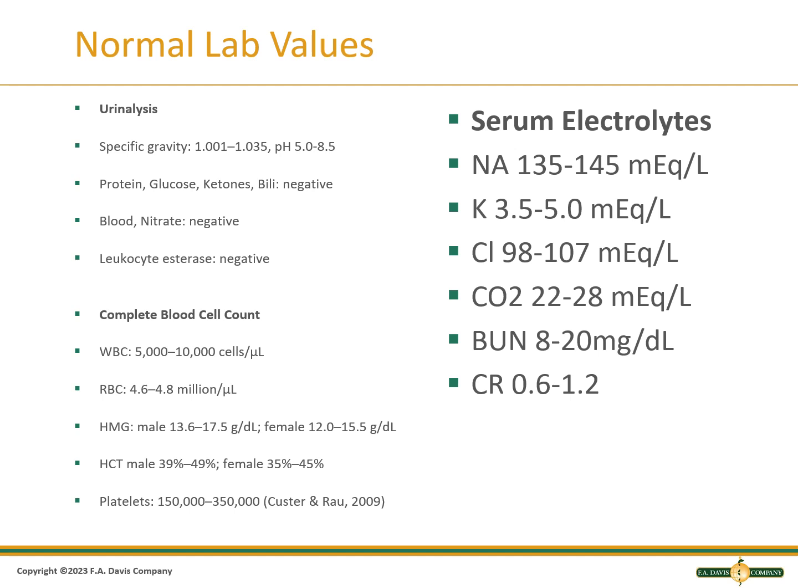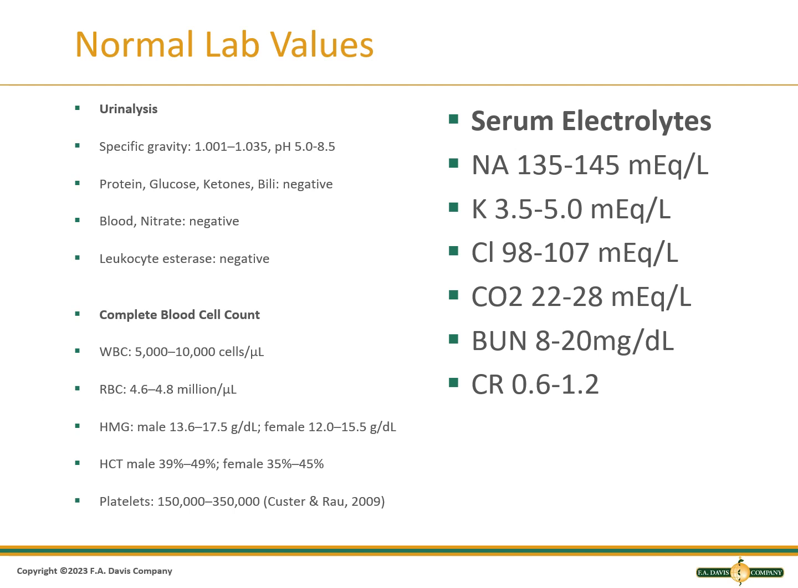Complete blood cell count, remember normal white blood cell is 5 to 10,000. Red blood cell is 4.6 to 4.8. Hemoglobin, male is 13.6 to 17.5. Female is 12 to 15. Hematocrit, males is 39 to 49 and females is 35 to 45. And if you don't remember this, remember I said the hematocrit should always be about 3 times the hemoglobin. Platelet should be 150 to 350,000.